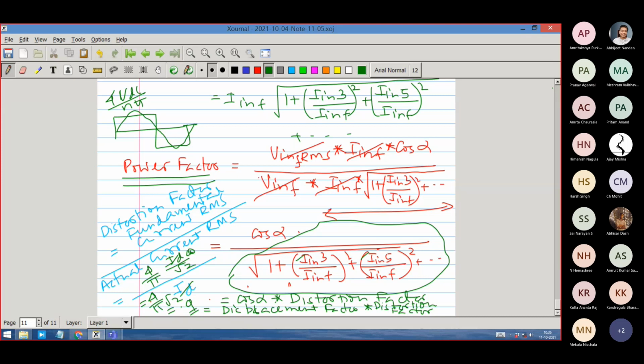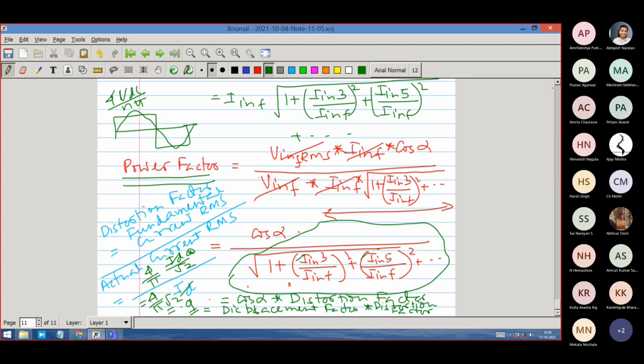If both of them become sinusoidal, that the reflected current is also sinusoidal, which will not happen in a thyristor converter, this number will be 1. Okay, so this is called distortion factor: fundamental current RMS divided by the actual current RMS.